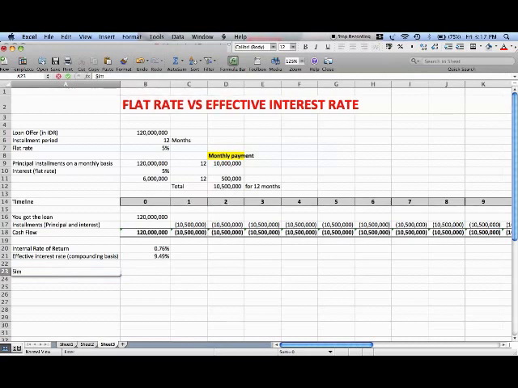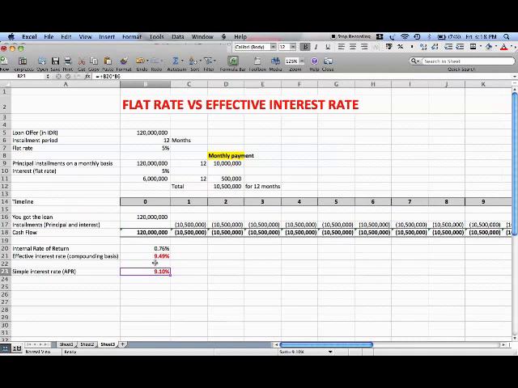If it is a simple interest rate, or usually it's called APR, you just times 12. So it's not really much different. So here you can see that the flat rate is about half of the effective interest rate.